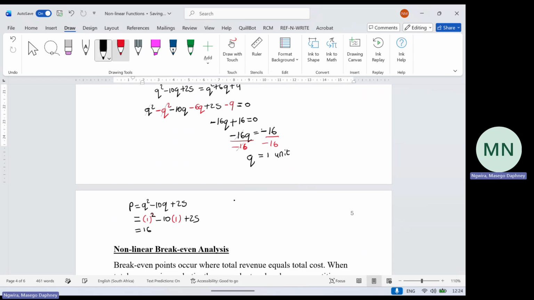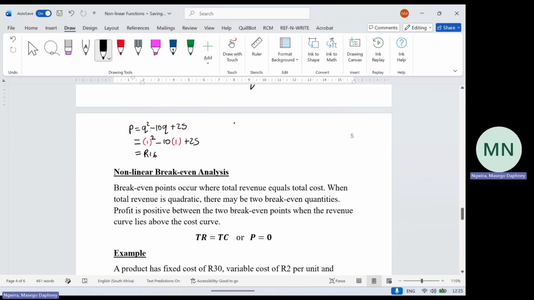All right, so what does it mean? So therefore, this means that quantity. Okay, let me just write it here because it keeps on moving. Okay, so this means that, therefore, quantity is 1 unit, and the equilibrium price will be 16 rand. Actually, let me write it here because it's delaying me. Okay. When quantity is 1 unit, then the equilibrium price will be 16 rand.